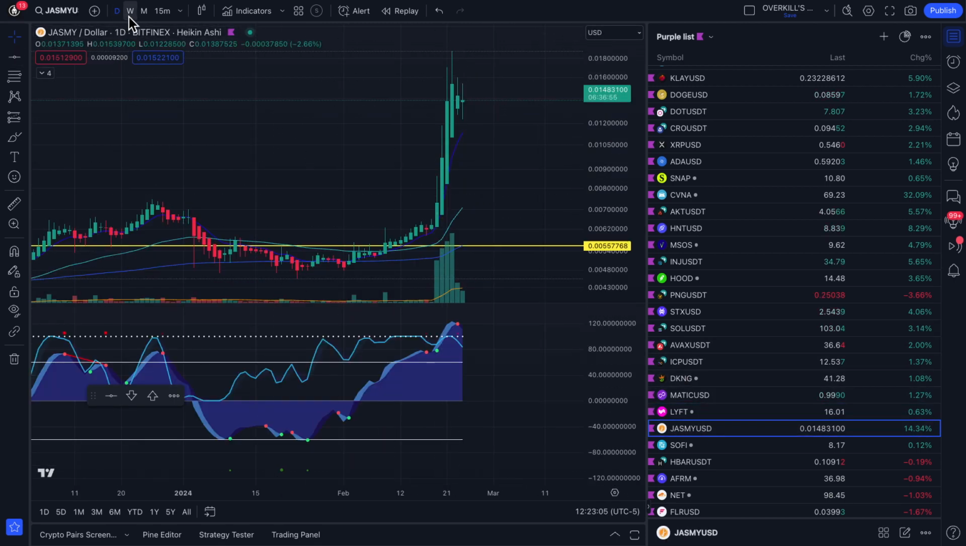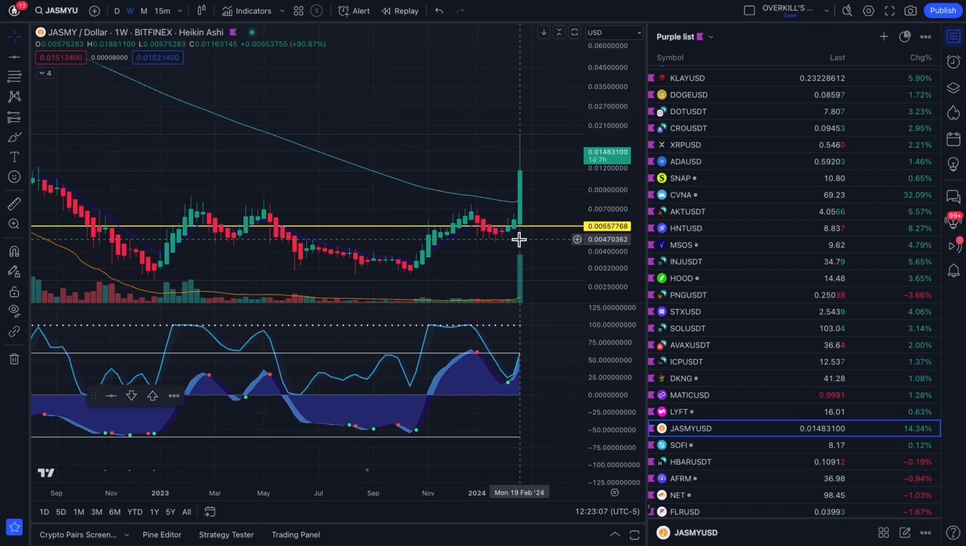Here's Jasmy. Jasmy's pulled back a little bit after it did the Ripski. Also another one that just ripped after one of our signals.